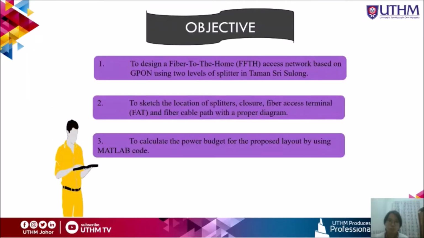So there are 3 objectives in this project. The first one is to design a fiber to the home FTTH access network based on GPON using 2 levels of splitter in Taman Sri Sulong. The second objective is to sketch the location of splitters, closure, fiber access terminal and fiber cable path with a proper diagram. And the last one is to calculate the power budget for the proposed layout by using MATLAB code.